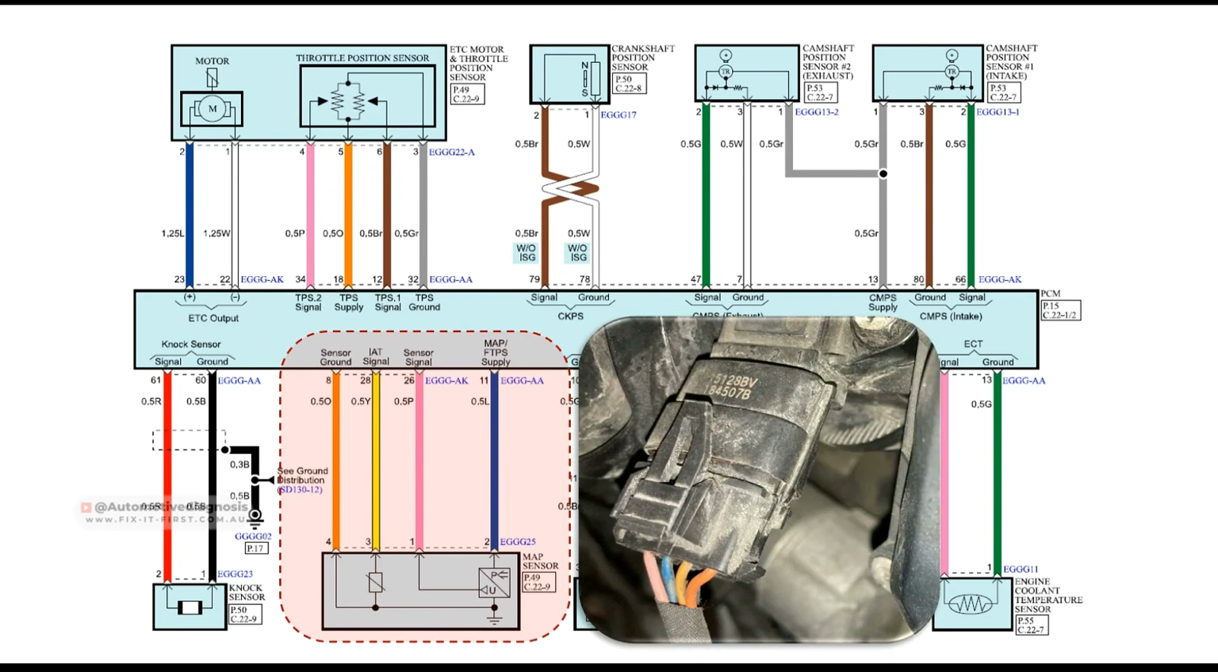Let's have a look at the real wiring on the MAP sensor on this car. So you see the pin number 1, a pink wire, which is the sensor output signal, MAP sensor output signal, which is right there. Pin number 2, this blue wire, is the MAP sensor supply, which is a 5-volt supply provided by PCM. Pin number 3, this yellow wire, is the IAT sensor output signal. And pin number 4, this orange wire, is the ground for both IAT and MAP sensor.